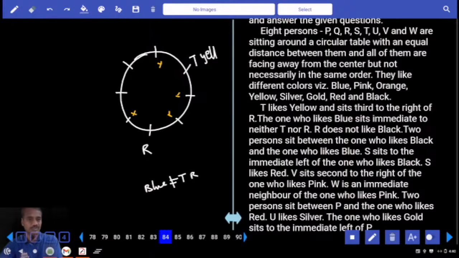How many possibilities do we have for this blue? Blue cannot be here as well. How many? 3 or 2? 3. Now blue can be here, can be here, can be here. R cannot be blue. Now this blue is not adjacent to T and R.